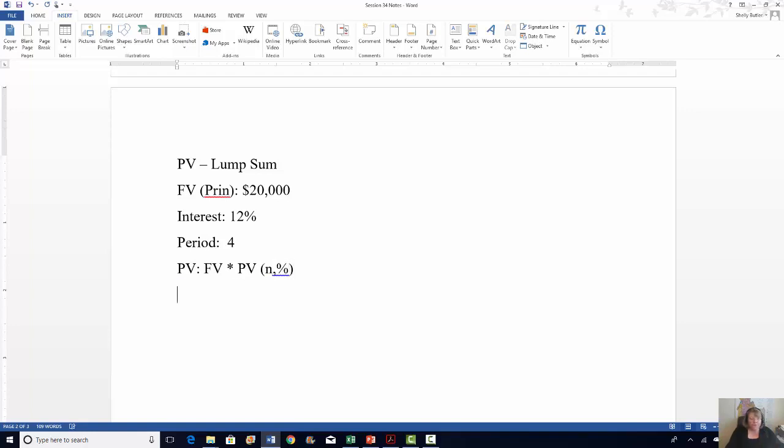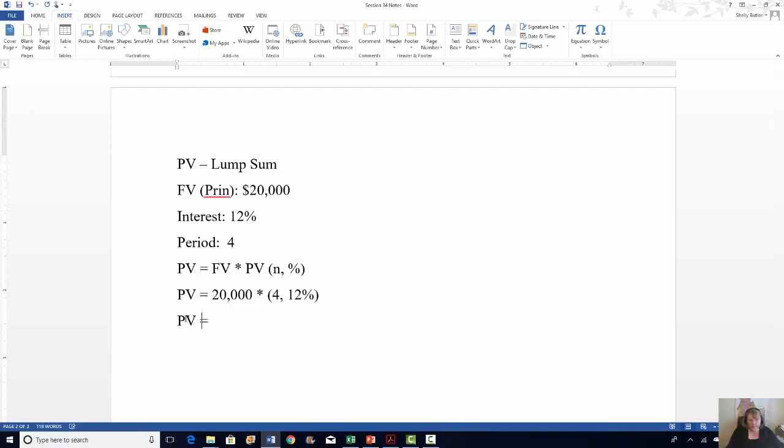Okay. So now we're just going to fill this stuff in. We're looking for the present value, so we don't have that yet. And that shouldn't be that. It should be an equal sign. Future value. Oh, look, it says you have too many lines. Okay. The future value is $20,000 multiplied by 12%. Really? It just wants a space in there.